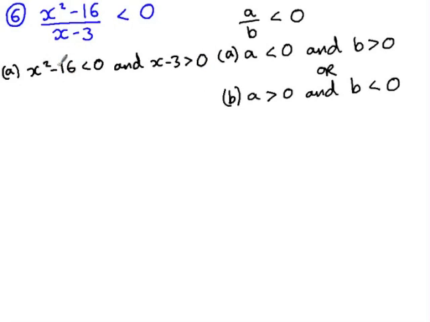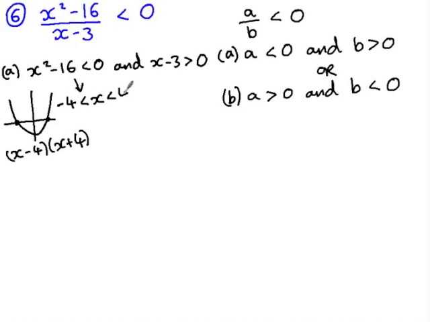Now x squared take 16 is a quadratic. If we were to graph that quadratic, it would look like this. It has a turning point at 0, negative 16. And for what values of x is the function negative? Well, if we factorise, the two roots of this quadratic are 4 and negative 4. The function is negative between negative 4 and positive 4. The solution for this part is when x is between negative 4 and positive 4.